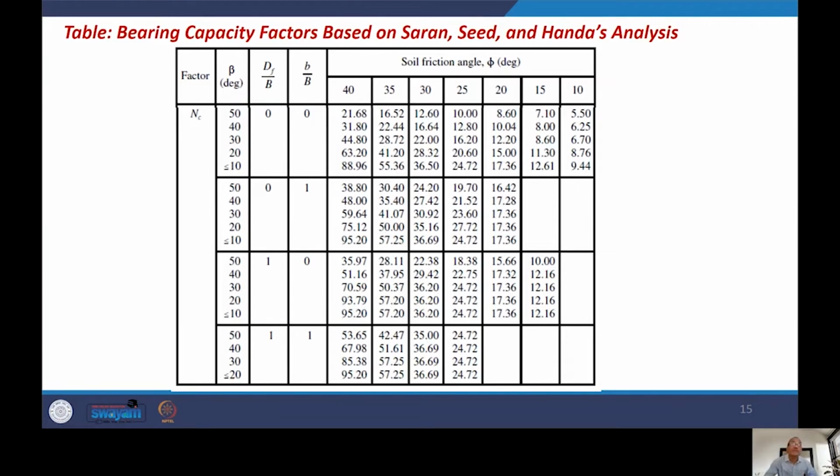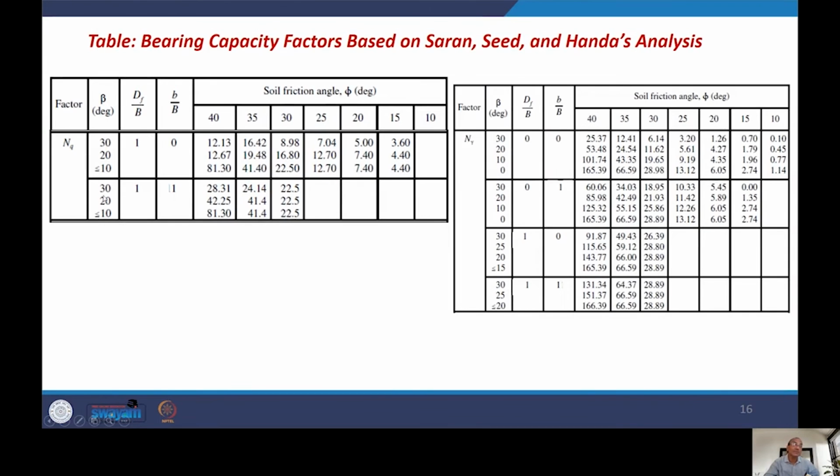So this table is basically telling you, because you always know that NC is a function of phi in any case, but here the effect of beta, that is the slope angle, in the range between 10 to 50 degrees, is taken care of on NC, as well as Df by B equal to 0 or 1. Suppose your Df by B is lying in between 0 and 1, then you can still use this table by using interpolation. And this was the story for NC.